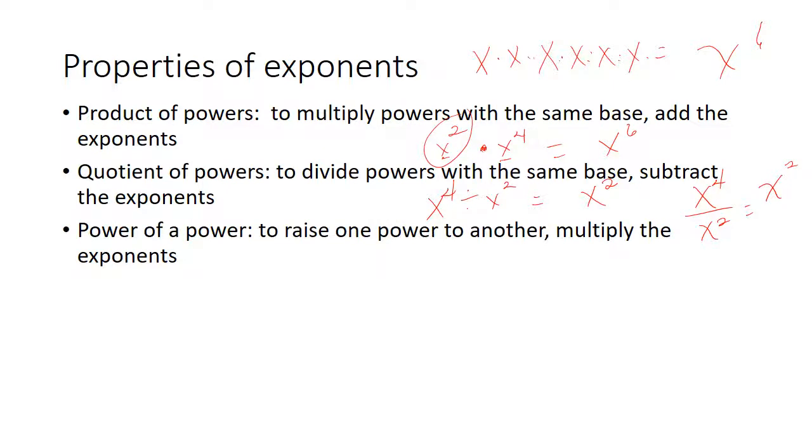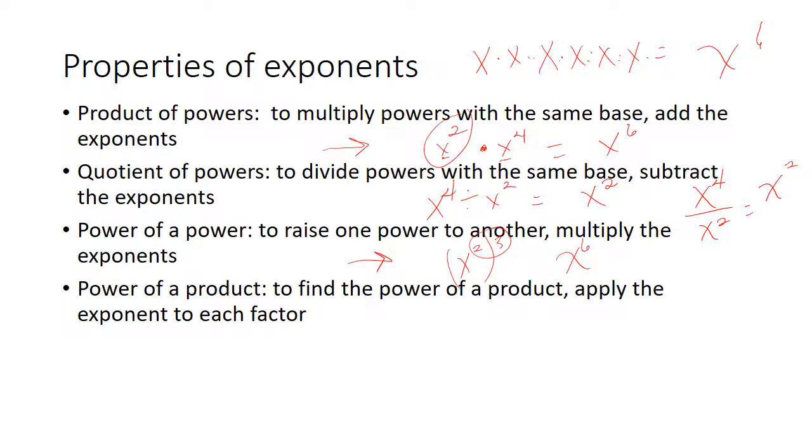Power of a power: if you have a power raised to another power, like x squared cubed, then you're going to multiply these. So it's easy to get confused between this one and this one. When they're like this, you add. When they're like this, you multiply. So this would be x to the 6th.